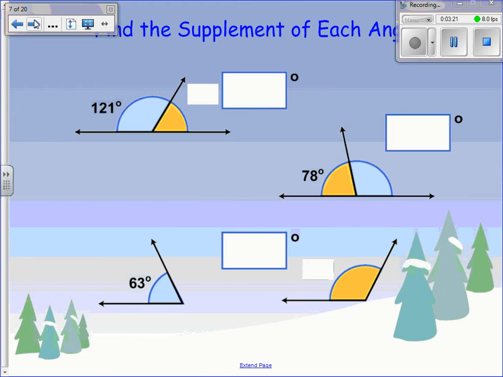Take a moment to fill in the blanks. Find the supplement. Simple subtraction.